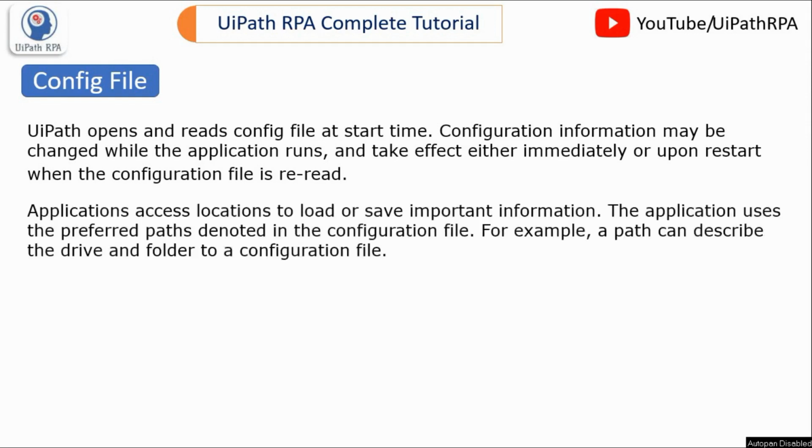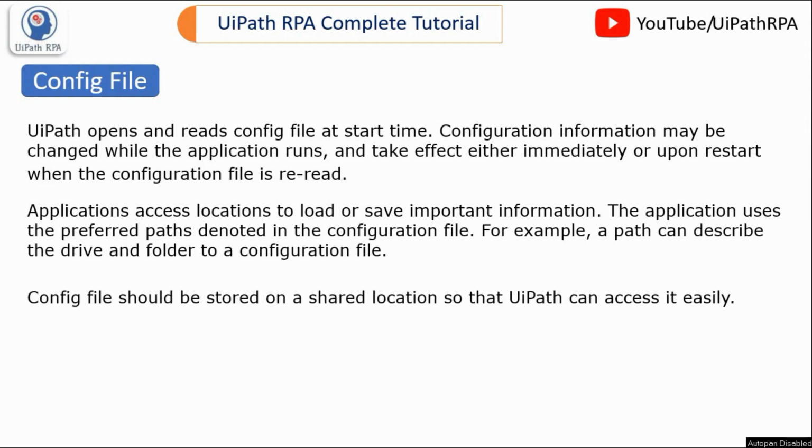Applications access a location to load or save important information. The application uses the preferred paths denoted in the configuration file. For example, a path can describe the drive and folder to a configuration file. Config files should be stored on a shared location so that UiPath, or any application, can access it easily. Always make sure that you keep that file on a shared location or a location where the UiPath project has access. Otherwise UiPath Studio cannot access it, and you will get an error.